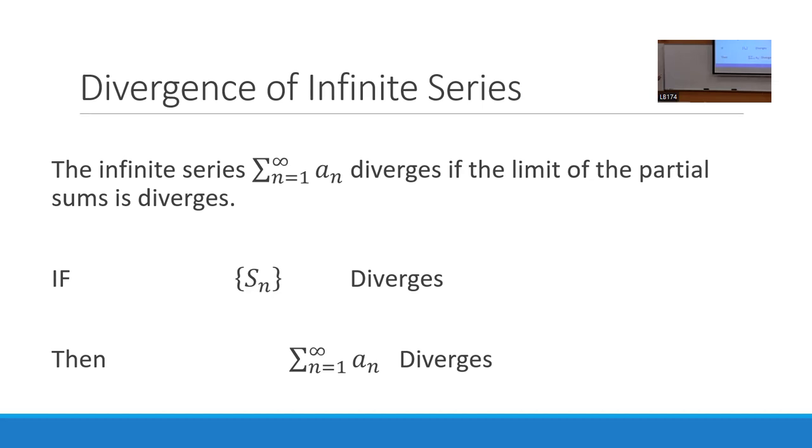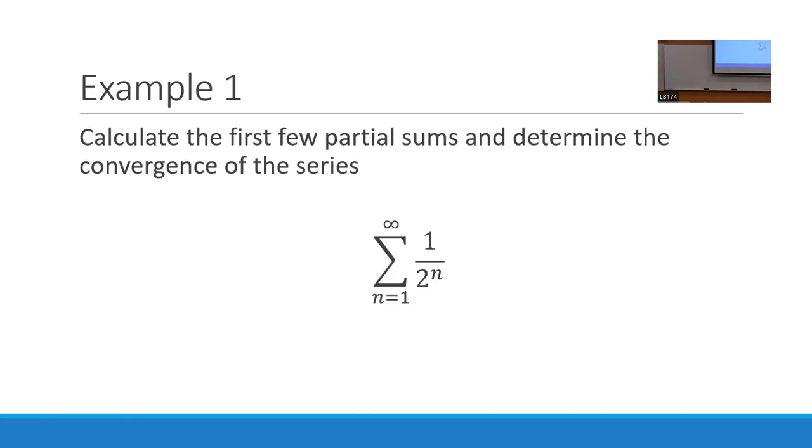So that's our first approach. Let's see how this would work through an example. Okay. So let's use partial sums to try to calculate this infinite series. The infinite series of adding up 1/2 to the nth power.